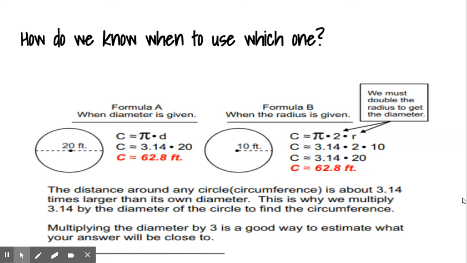The distance around any circle, which is circumference, is about 3.14 times larger than its own diameter. This is why we multiply 3.14 by the diameter of the circle to find the circumference. If you remember back when we were talking about finding pi, we used the ratio of circumference divided by diameter to find pi. Well, to find circumference, we multiply 3.14 times the diameter, or we multiply 3.14 times 2 radius. So multiplying the answer by 3 is a good way to estimate what your answer is going to be close to.